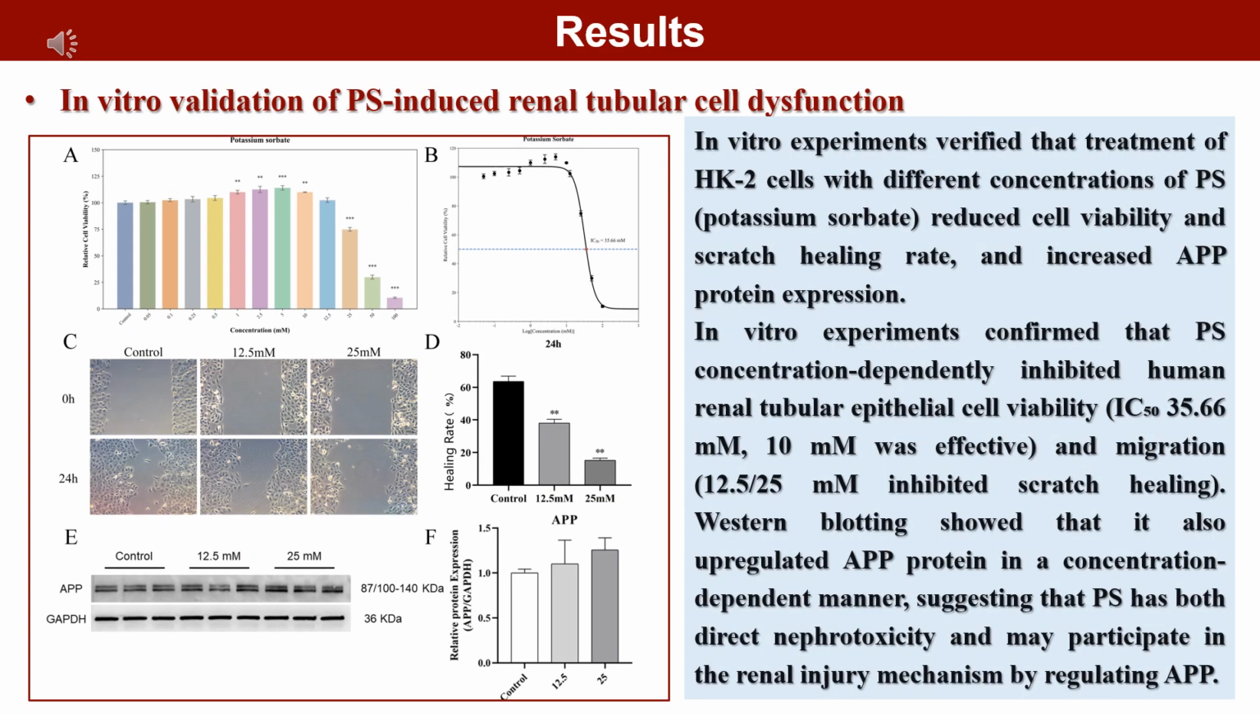In vitro experiments confirmed that PS concentration-dependently inhibited HK2 cell viability, IC50 35.66 mM, and migration, with a significant effect at 10 mM, and also upregulated APP protein expression, suggesting its direct nephrotoxicity and its involvement in the renal injury mechanism through APP.